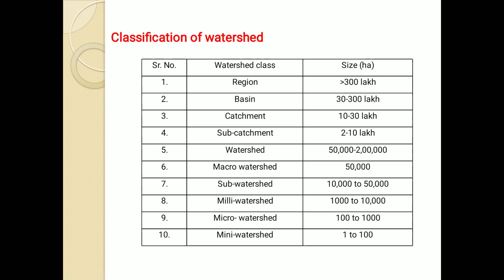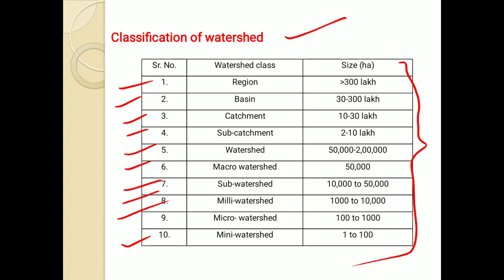Now, the classification of watershed is divided on the basis of size. That means the size is on the basis of hectares. The classification goes as follows: first region, then basin, catchment, subcatchment, watershed, macro watershed, then sub watershed, milli watershed, micro watershed, and mini watershed. Here in this tabular form, the area in hectares is given. That means, for example, for macro watersheds, how much area it covers is given in this table. This is the classification of watershed management.